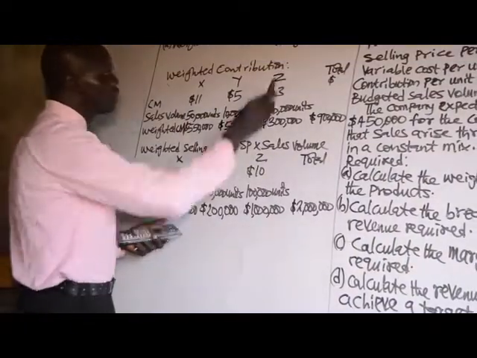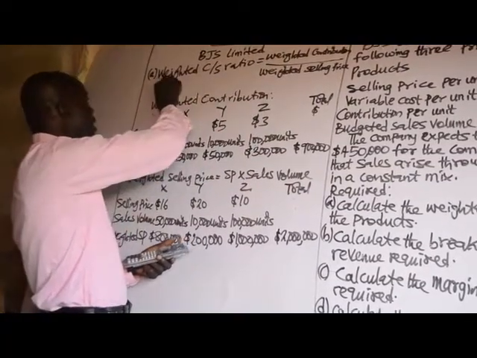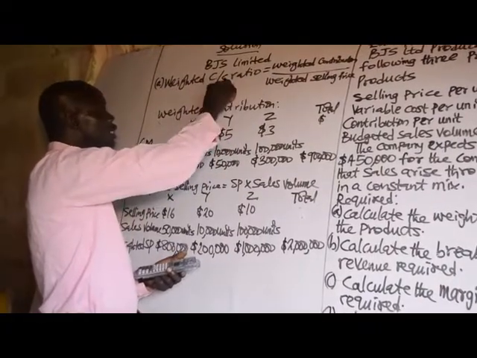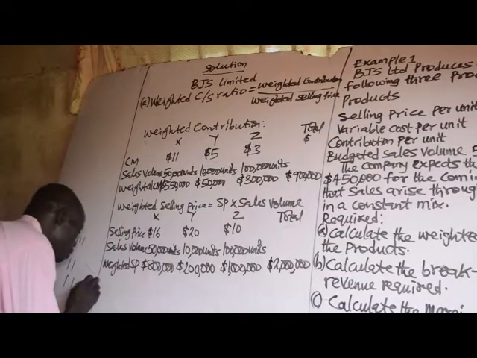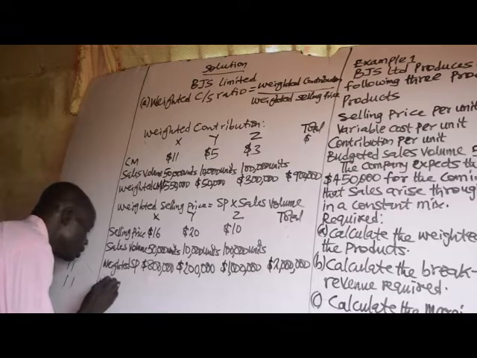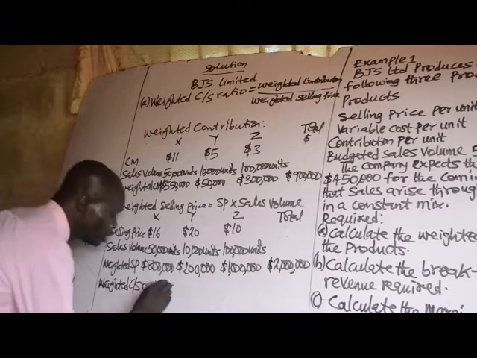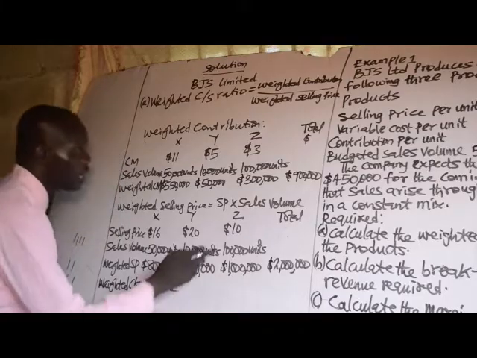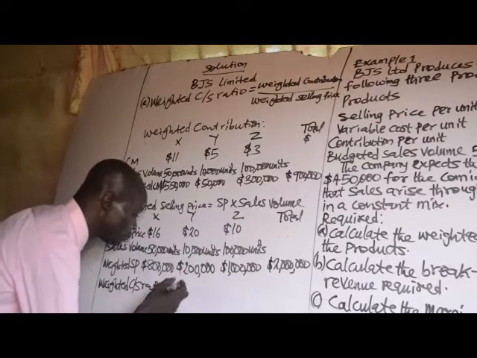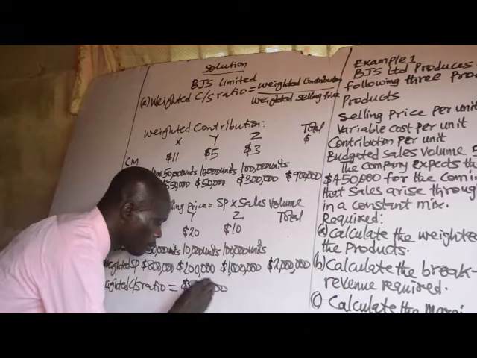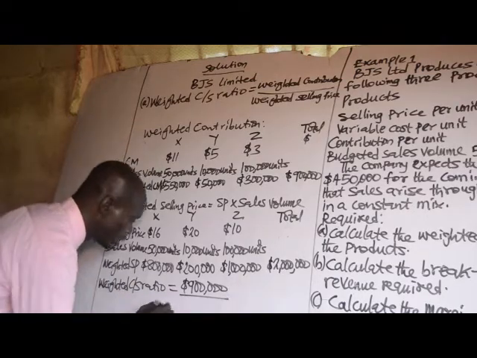Having got the weighted selling price, we have got the denominator. We have calculated the numerator and the denominator. Therefore, you can calculate the weighted CS ratio, or weighted CMR, which is weighted contribution over weighted selling price. Weighted CS ratio, or weighted CMR, equals weighted contribution, $900,000, over weighted selling price, which is $2 million.